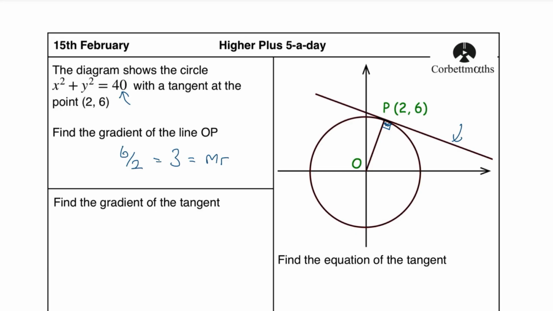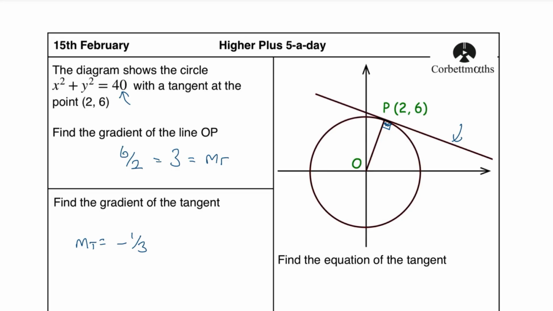Then it unsurprisingly says, what's the gradient of the tangent? Now, as I've said already, the tangent is by definition perpendicular to the radius. So therefore, the gradient of the tangent is minus a third. And if I'm doing this question again, all in one go, I would tend to write MT equals minus a third. So if this is a question without the A, B, C parts in the middle, it would just expect you to know to do those two steps.